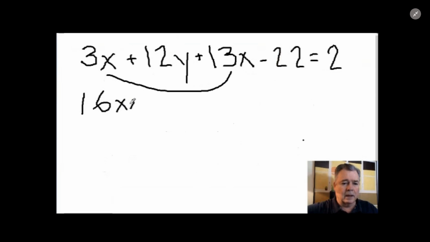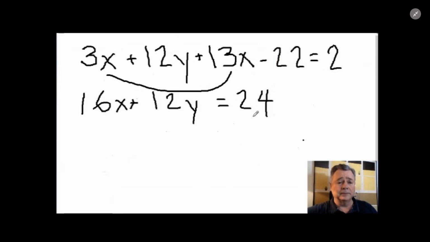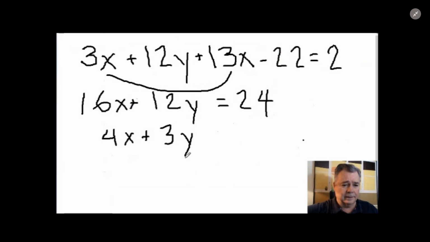16x plus 12y equals 24. That isn't the standard form, because all the numbers can be divided by 4. So let's divide them by 4, and this will give us the standard form of 4x plus 3y equals 6.